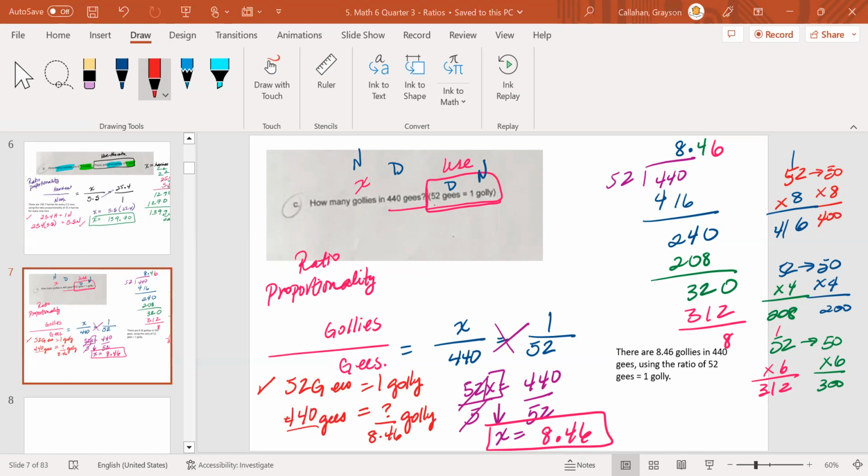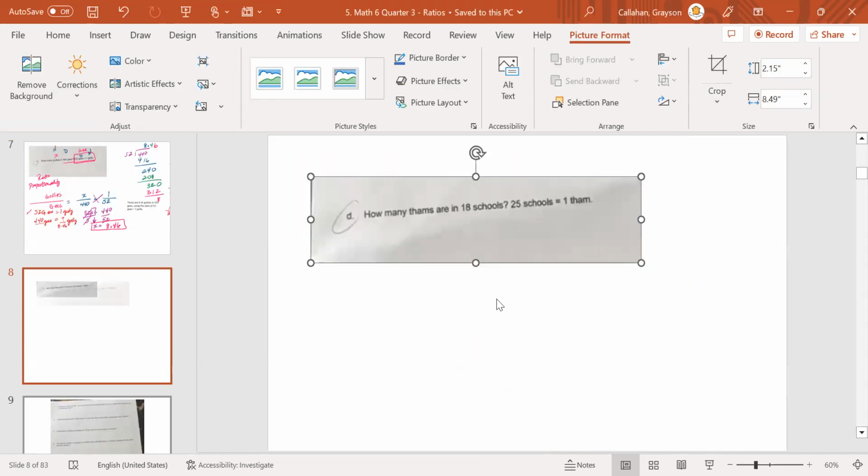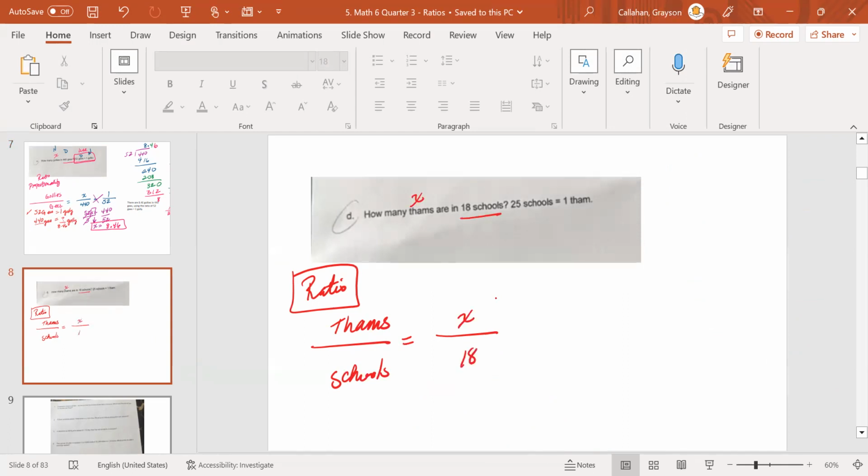D, go ahead. Read it for me, please. How many thams are in 18 schools? Thams over schools. This is your ratio proportionality, okay? So how many thams, so X is thams, are there in 18 schools? So X goes on top, 18 goes on the bottom.